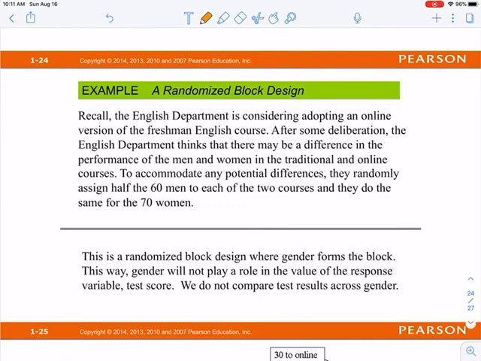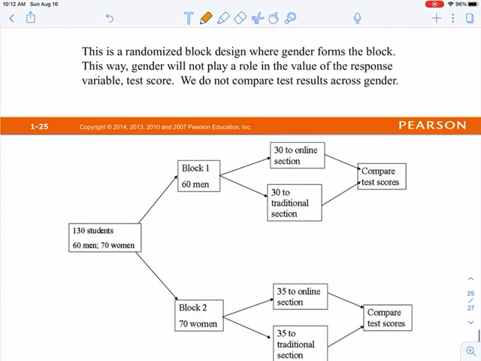The genders are what are going to form your blocks there. This way, gender will not play a role in the value of the response variable, or your test score. We do not compare test results across gender.